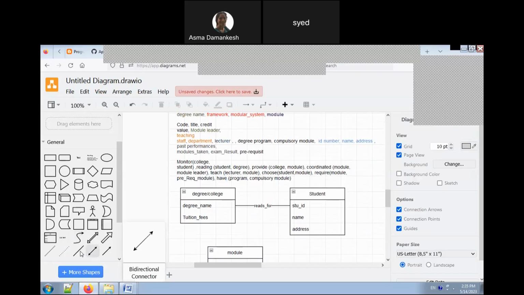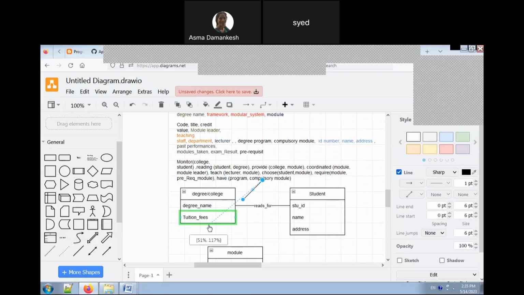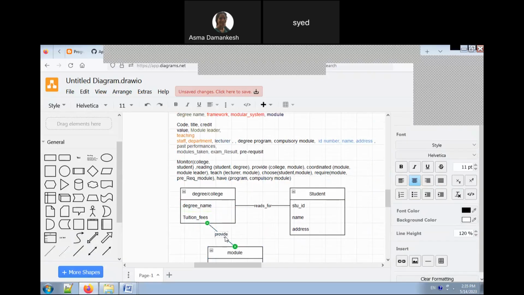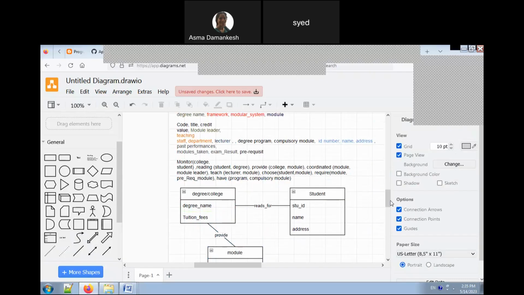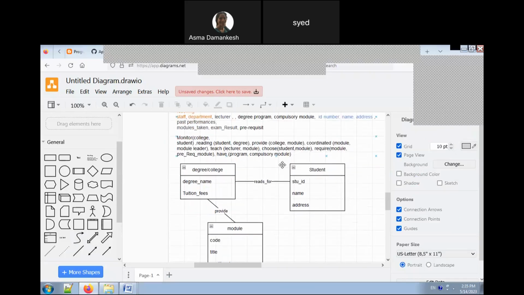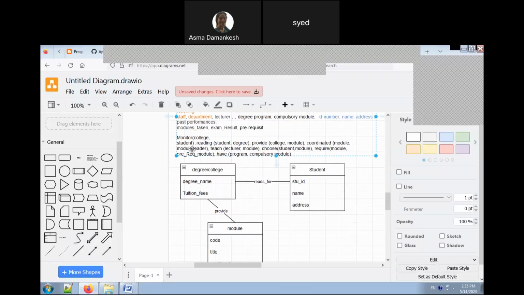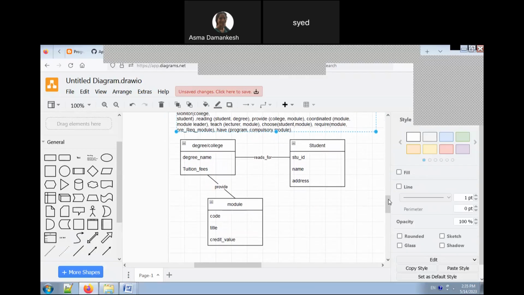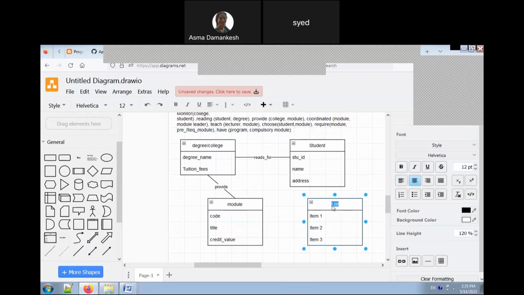So I'm just going to do the same thing again. I'm just going to call it provides, okay? If at any point you feel I'm going fast, let me know. What I'm doing is just converting the relations that I extracted into boxes: coordinate, module, and module leader. I will do this, then I will show you why we convert this, okay?